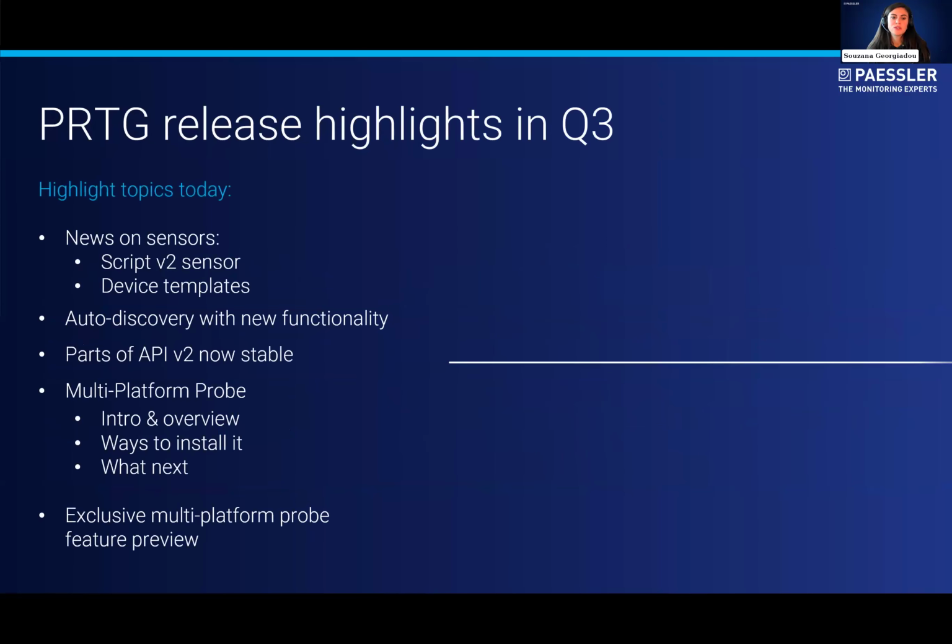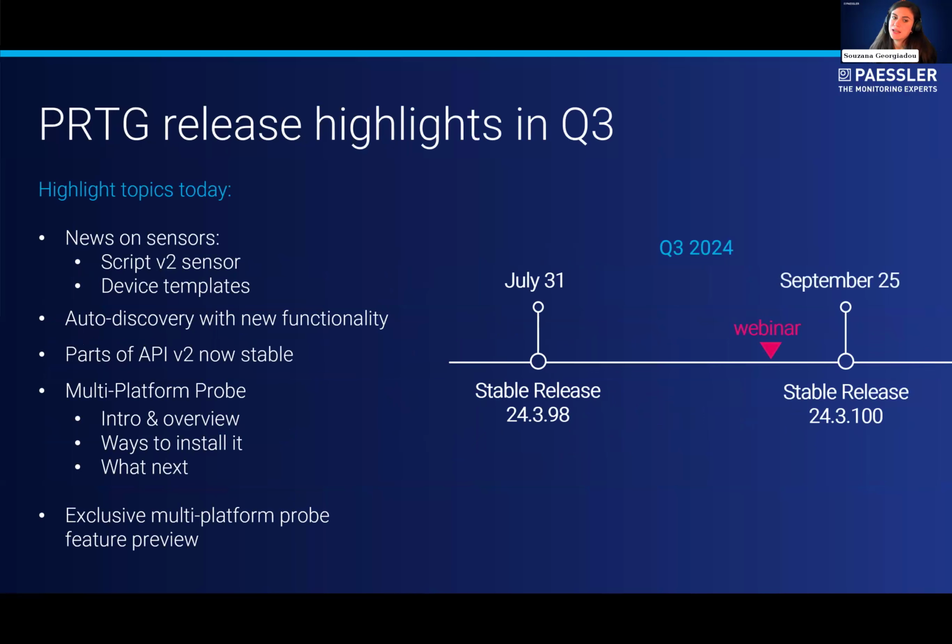So when we move on to the next slide, we will see the agenda for today. And today we're going to talk about a lot of things. So we will talk about new sensors and the script sensor and the device templates. Then we will move on to the Autodiscovery, and that has new functionality now, and we will go into that in a bit. We will talk about the API v2 and the parts that are stable.